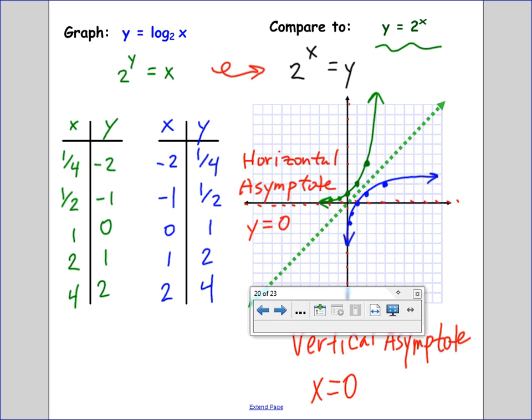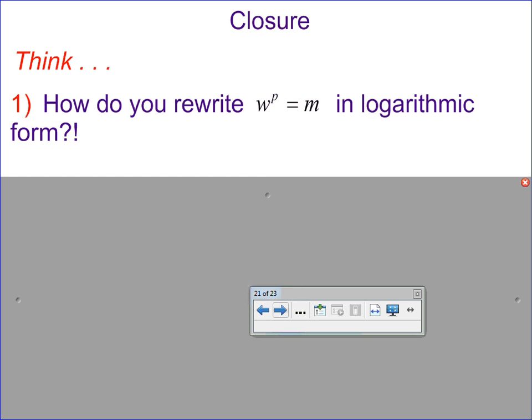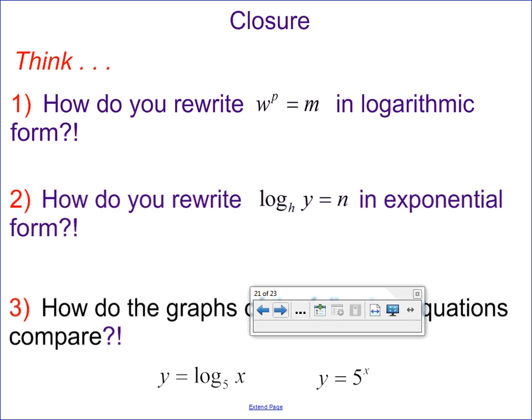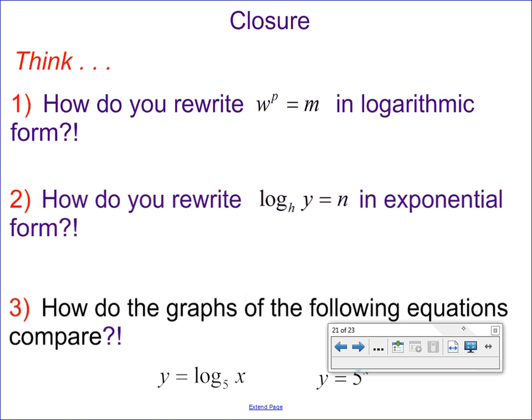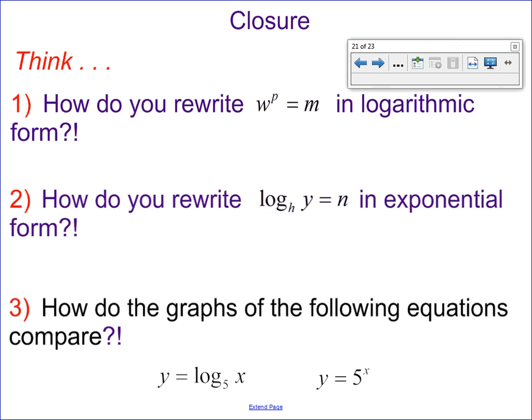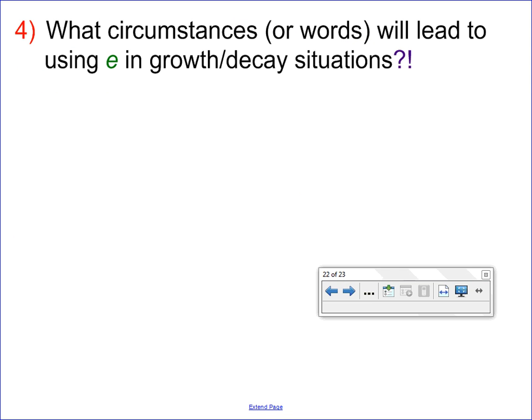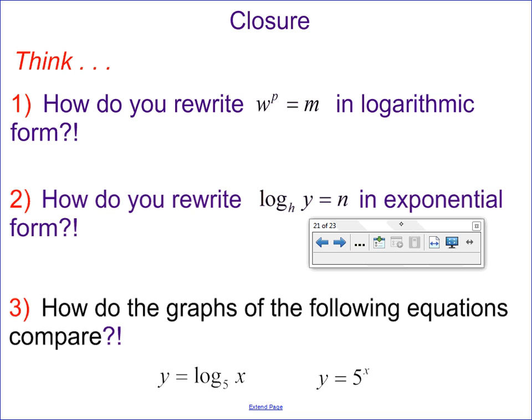Awesome. Let's go ahead and sum it up with our closure then. So I want you to go ahead and rewrite this exponential statement, w to the p equals m, as a logarithm. Please write the logarithmic statement, log base h of y equals n, as an exponential. Tell me how the graph of y equals log base 5 of x compares with the graph of y equals 5 to the x. And lastly, what circumstances, what word or words would authorize the use of e in growth or decay situations? You may check with your partner and then be ready to share on the whiteboard.